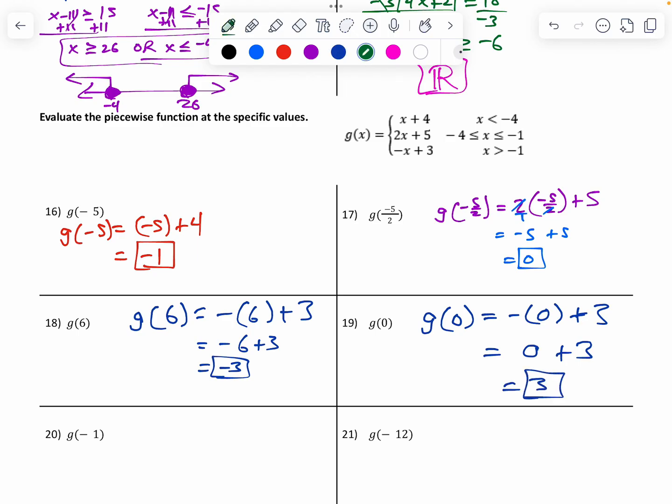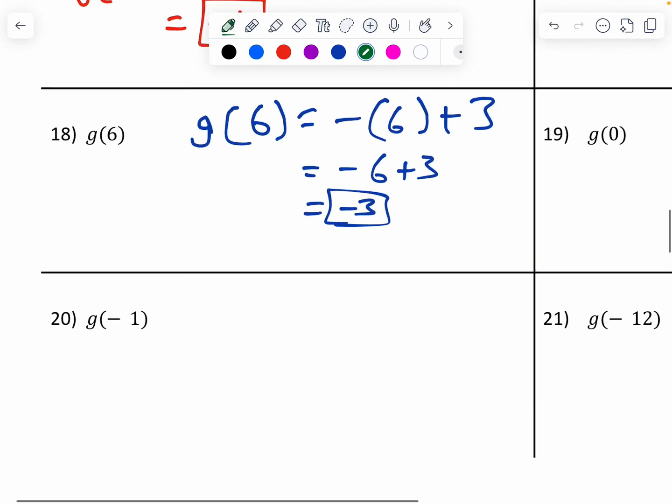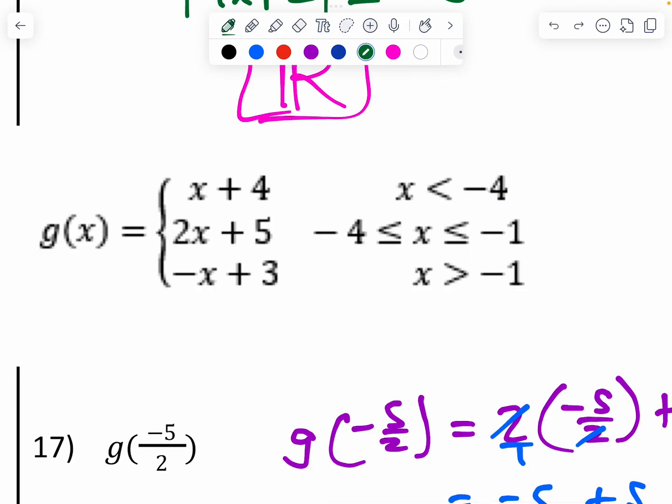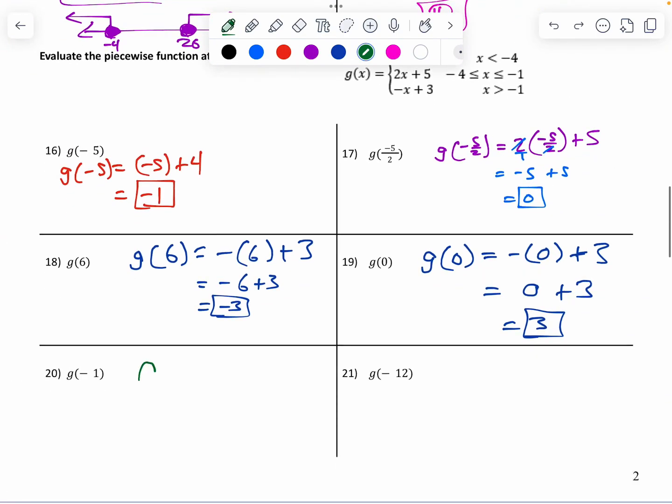And so our last two, you've got to be careful about number 20, because there's two -1s up there. Since g is of -1, here's -1 both times, but remember it's equal to -1, so you're going to use the middle function. So g of -1 equals 2 blank plus 5, plug in -1. So that's -2 plus 5, which is 3. Final answer.